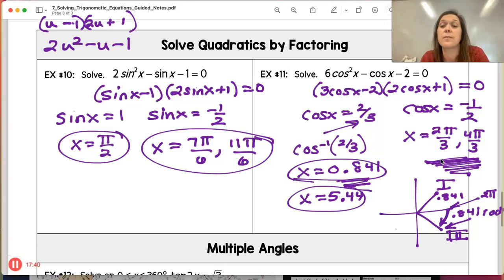Okay, so that's going to be the trickiest part because your calculator is only going to give you one. So then you have to think about the full rotation because that's just going to give you your quadrant 1 or whatever quadrant it ends up being in there.